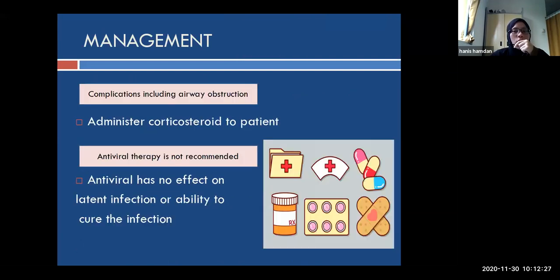As for a patient with the complication of airway obstruction, we can administer corticosteroid to the patient. Lastly, antiviral therapy is not recommended for the patient with infectious mononucleosis. This is because antivirals have no effect on latent infection and have no ability to cure the infection.